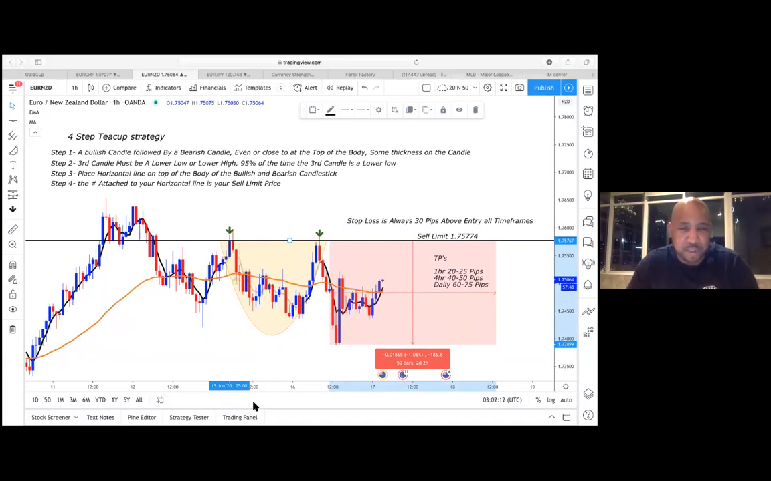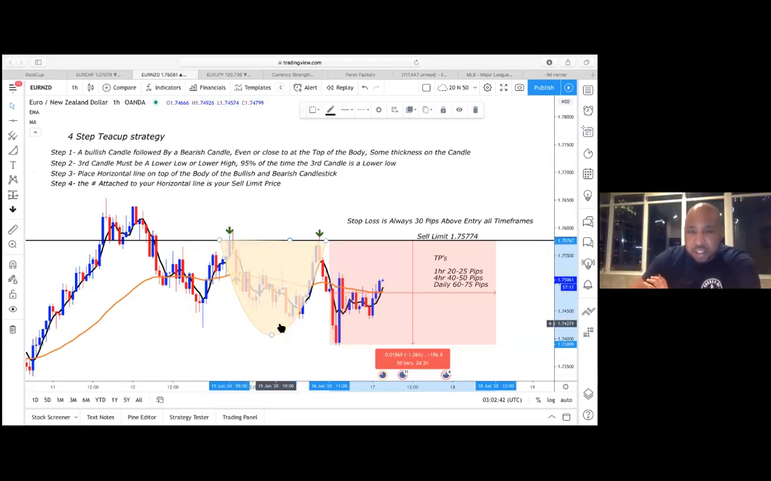So I'll get back to that song, but look, guys, we needed 20 to 25 pips. The market came back around and triggered our teacup at 1.75774, right? We made our teacup right here, bullish, bearish, lower low. We dropped the horizontal line on top of the body. It gave us our price. We put our order in. Now we waited for the market to come back around. It came back around and triggered, and we only needed 20 to 25 pips, but it actually gave us 186 pips.